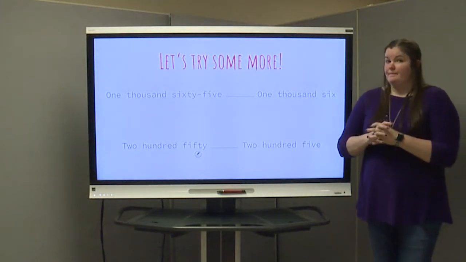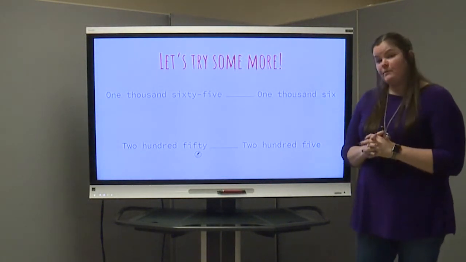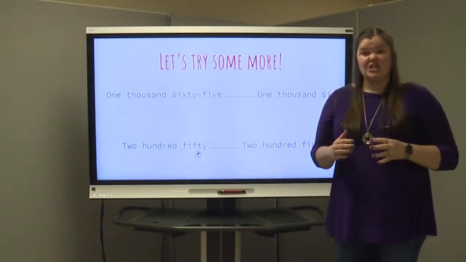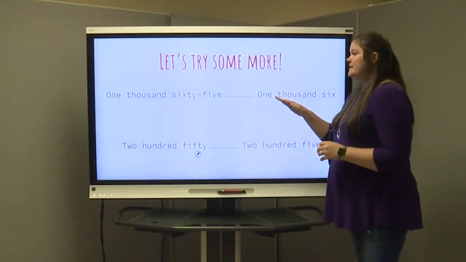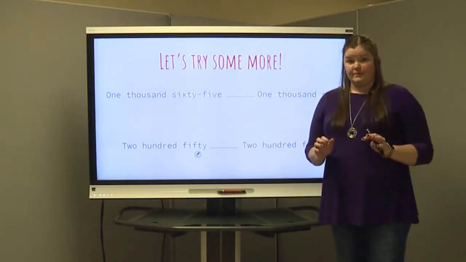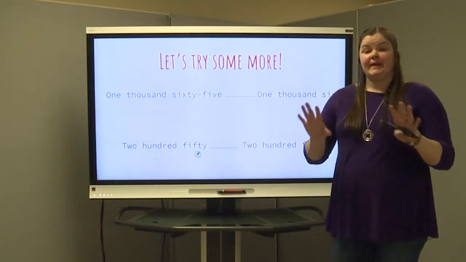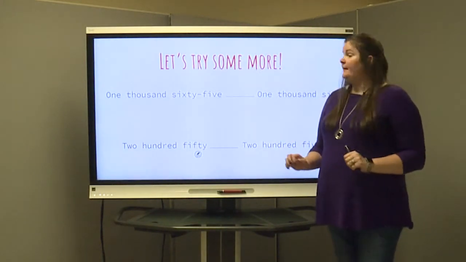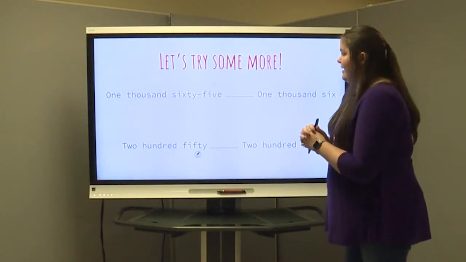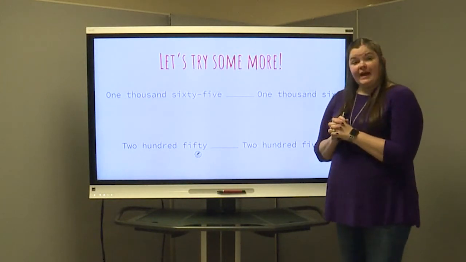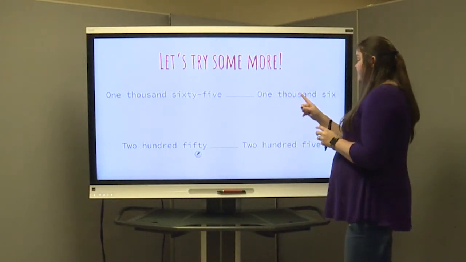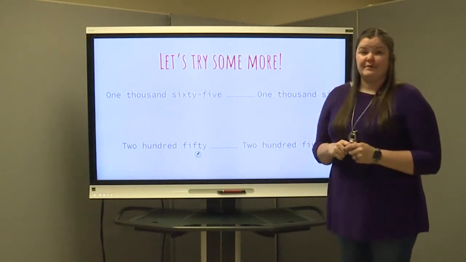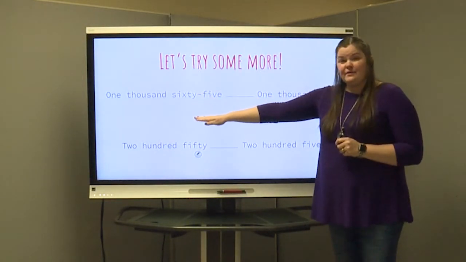Ooh, let's try some more. Now this time, we've been working in standard form where they're just in the digits or the numbers, right? Let's look at some that are in word form. Remember, word form just spells out the number that we're trying to say. All right, so the first one, we have 1,065 compared to 1,006.